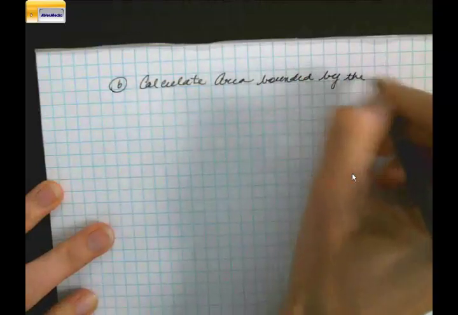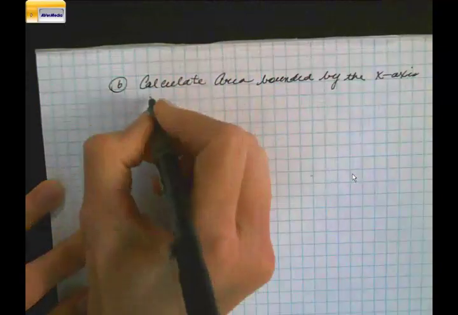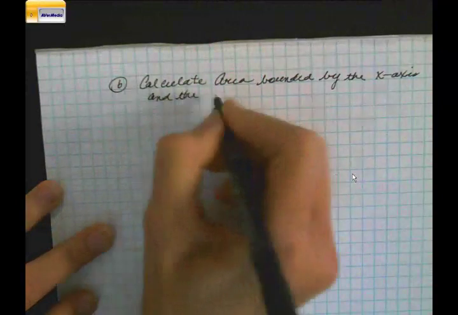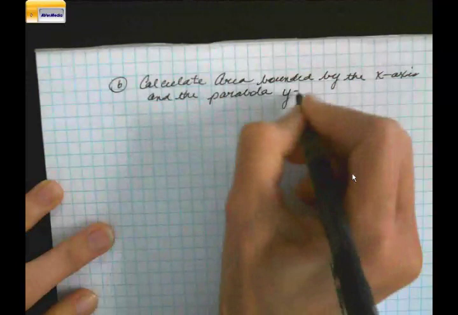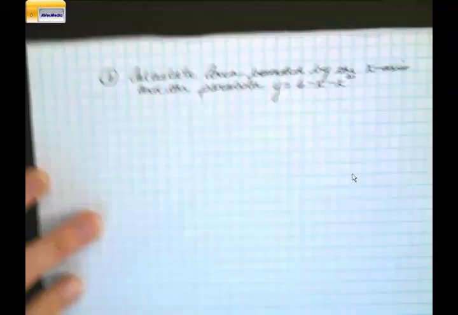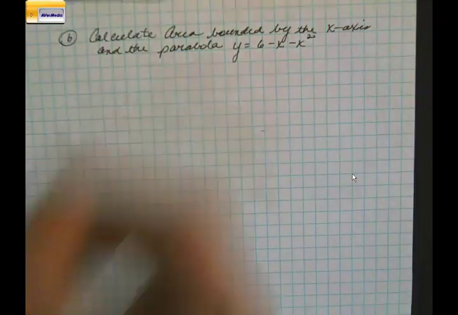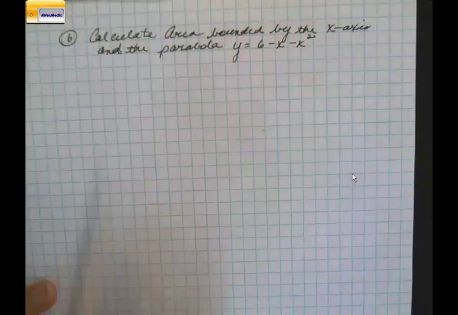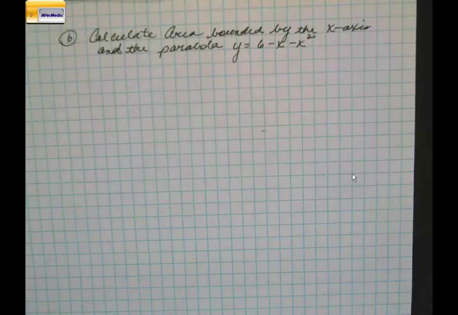by the x-axis and the parabola y equaling 6 minus x squared. Calculate the area bounded by the x-axis and the parabola y equaling 6 minus x squared. Well, that's a parabola who is concave down. We really need to graph this thing.